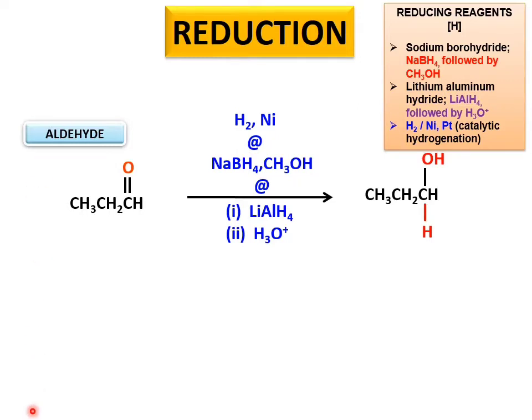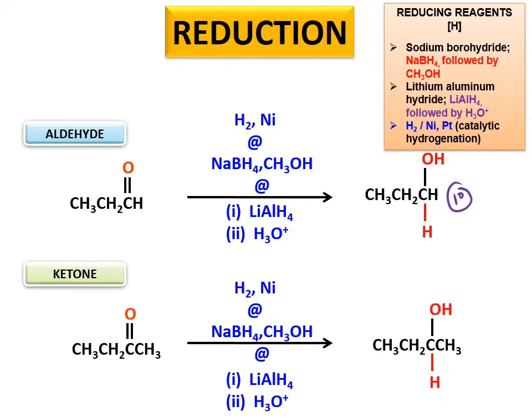Nampak tak? Okay, so sekarang ni daripada aldehyde reduce dapat primary alcohol. Okay, so next kita ada ketone. So as we know that secondary alcohol when oxidized will produce ketone.